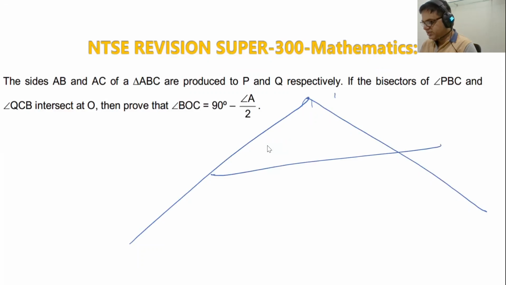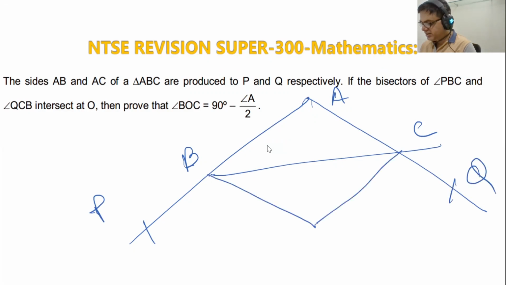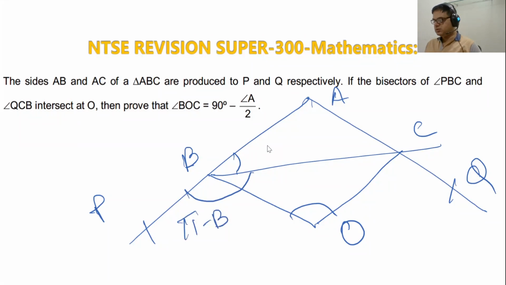ये एक triangle है ABC. ठीक है. इसकी जो sides हैं they are extended to P and Q, right? इन एंगल के एंगल बाइसेक्टर्स दे आर मीटिंग एट पॉइंट O. I have to prove that this angle is equal to 90 minus half angle A. देखो भाई सीधी सी बात ये है कि if this angle is B, so this angle will be pi minus B. I'm talking about angle PBC. Angle PBC will be equal to pi minus B.